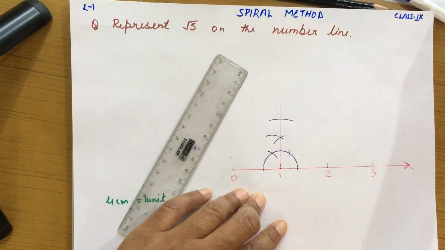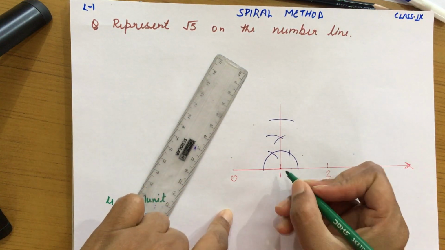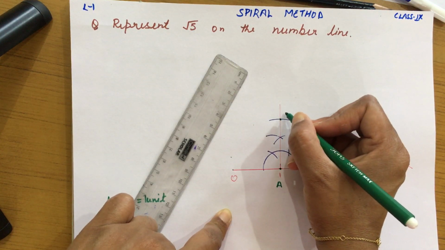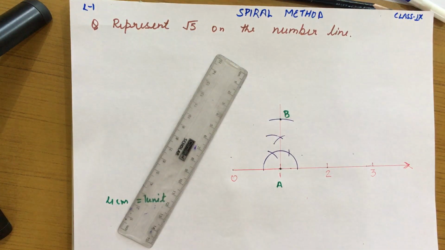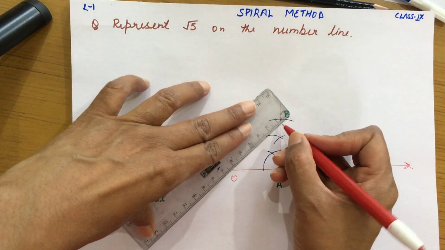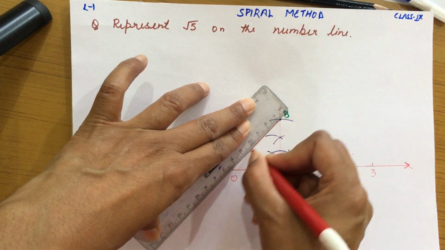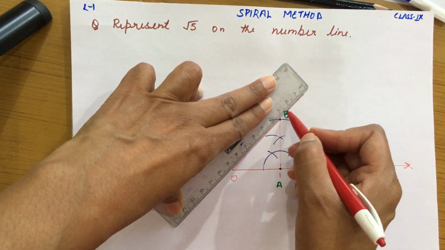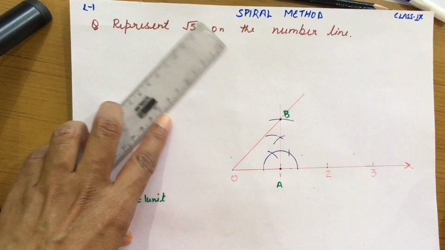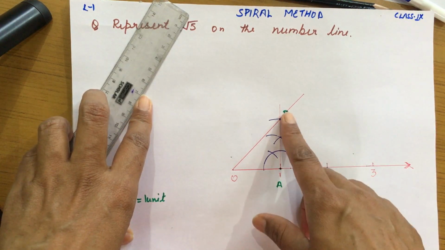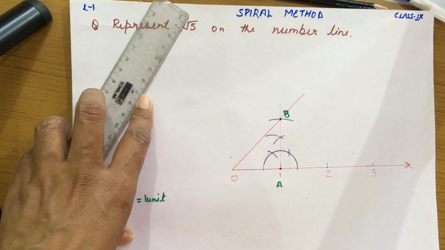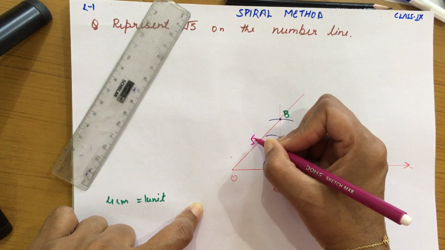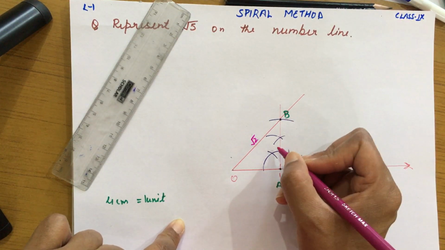So here I am marking this point as A and this point as B. I will join, and extend this line also. अब आप देखिए कि आपका ये 1 यूनिट है और ये 1 यूनिट है, then OB is going to be root 2. This is my root 2.